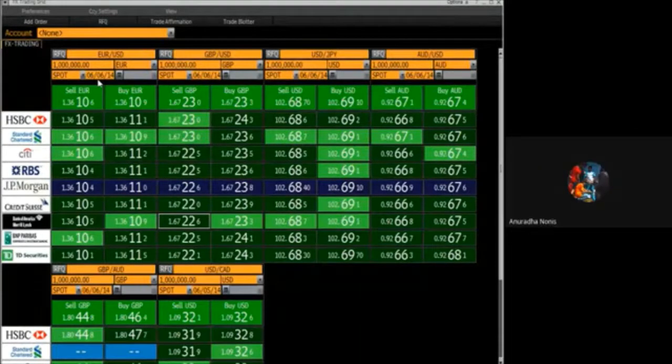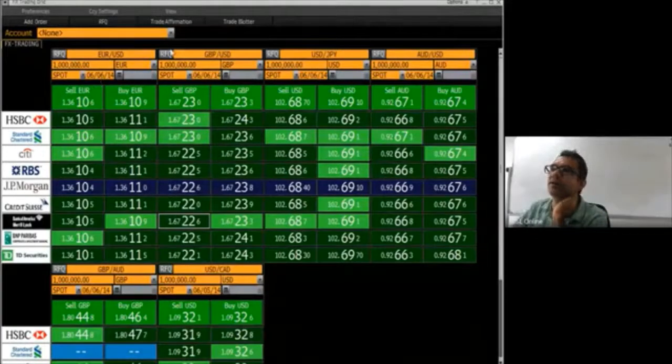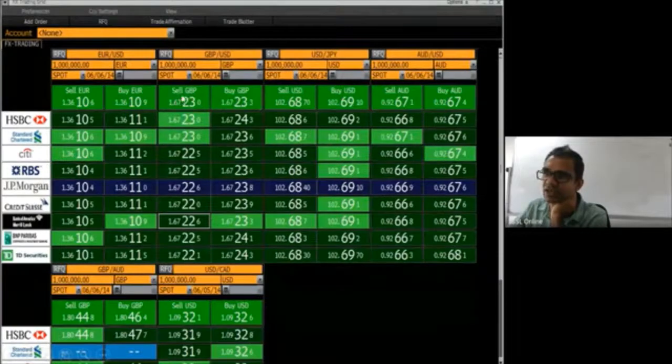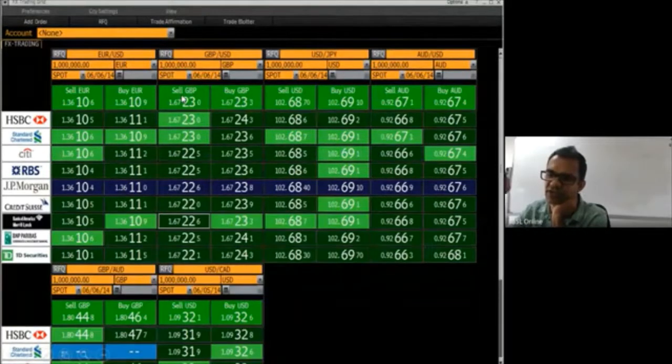So in this case, can we select a party? No. In this case, to whom are you selling? Say you want to sell sterling. The best rate is 6723. You can click on this cell at the top row. If you click on that, it will be executed either with HSBC or Standard Chartered. You don't know.